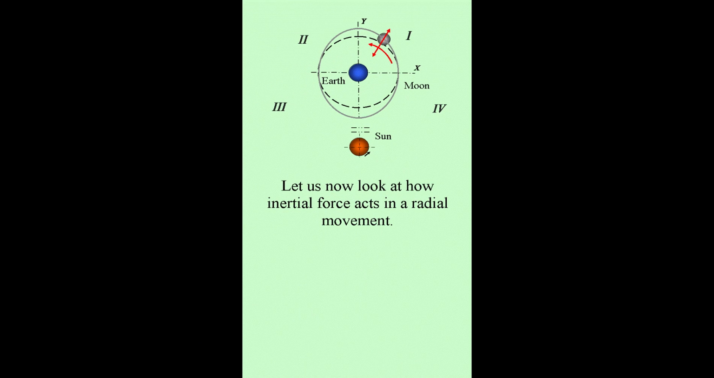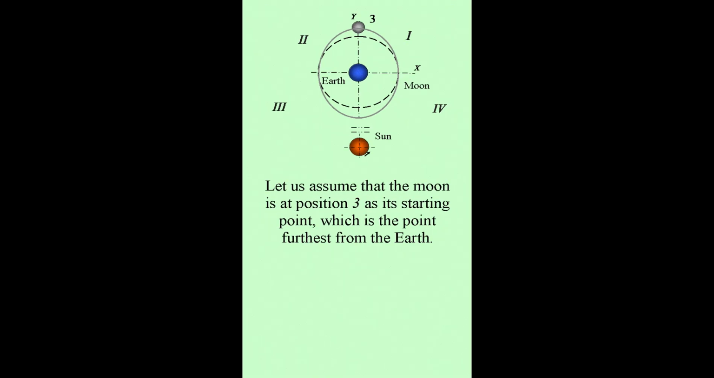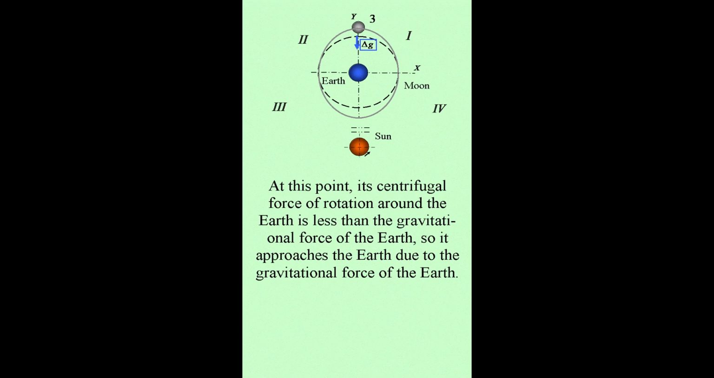Let us now look at how inertial force acts in a radial movement. Let us assume that the Moon is at position 3 as its starting point, which is the point furthest from the Earth. At this point, its centrifugal force of rotation around the Earth is less than the gravitational force of the Earth, so it approaches the Earth due to the gravitational force of the Earth.